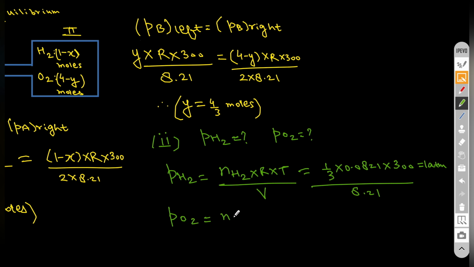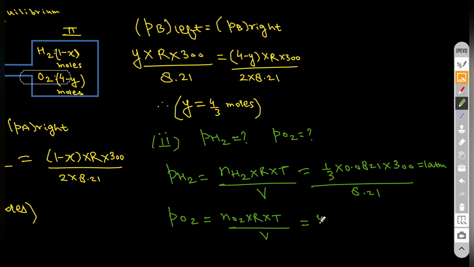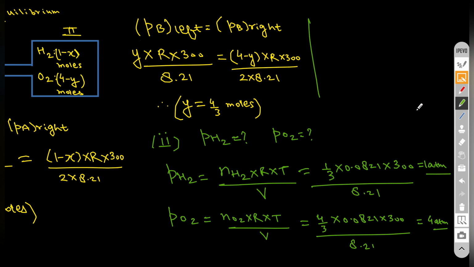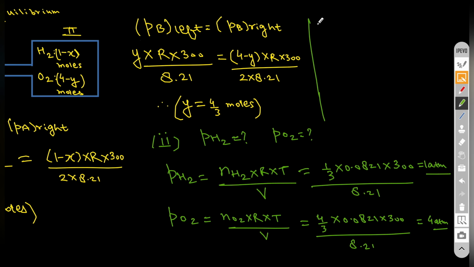Similarly for O2, let's take the left container: moles of O2 multiplied by R multiplied by T divided by V. Let's quickly put the value, which is y. What is the value of y? It is 4 by 3 multiplied by 0.0821 multiplied by temperature in the left container, 300, divided by 8.21. We'll get the value, which is 4 atm. So you can verify this answer by solving it for the right side as well, which means container 2. Okay, so let's quickly verify this.